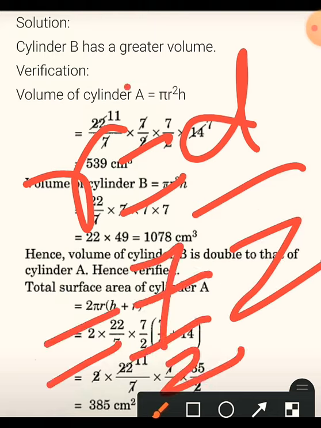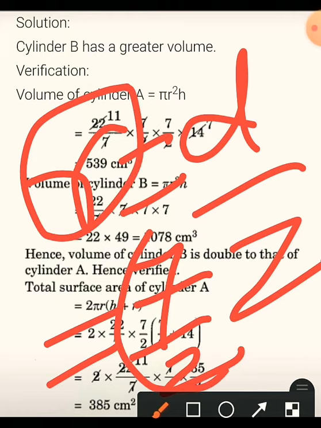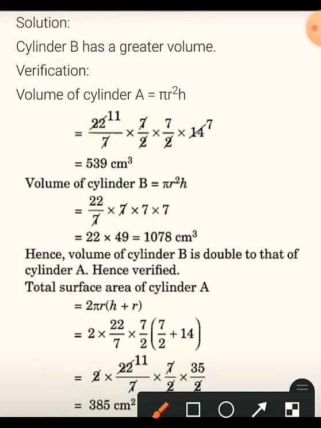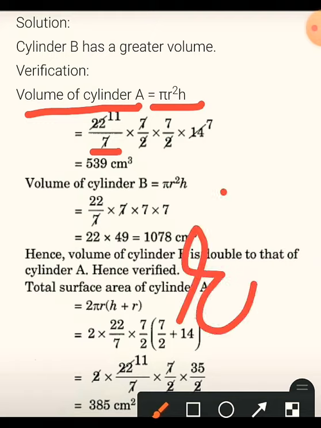So in place of R, we will keep 7/2. Okay, this value we will keep in place of R. Now keeping the values, the volume of cylinder A formula is pi r square h. Pi means 22 upon 7. R square means we write R two times in multiplication, so 7 upon 2 into 7 upon 2.